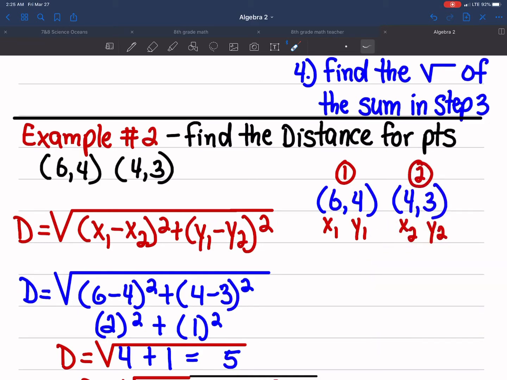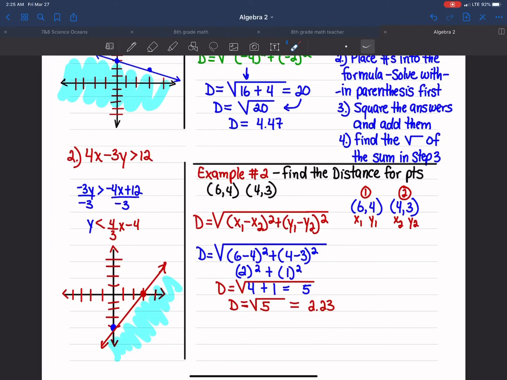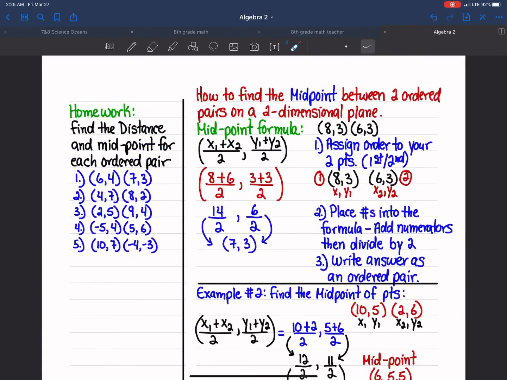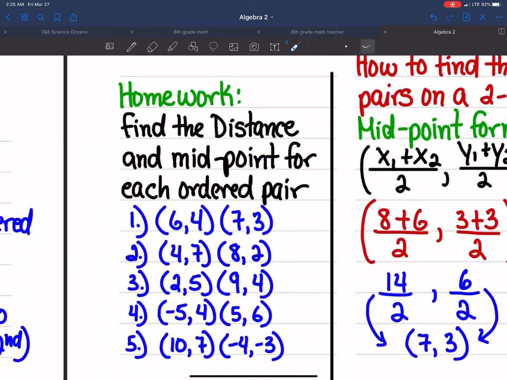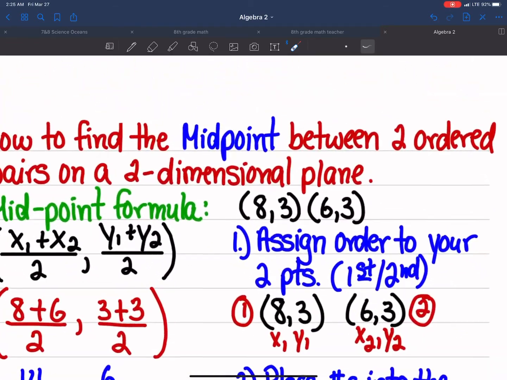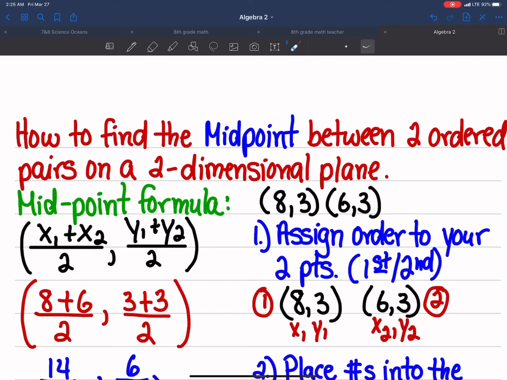Now, let's see. All right. So that is the distance formula. Let's go on. Let's look now at, hey, look, what's that? That's your homework. Don't look at that yet. We'll come back to that. How to find the midpoint between 2 ordered pairs on a 2-dimensional plane. All right, beautimous. All right, so let's look at this. The midpoint between 2 ordered pairs on a 2-dimensional plane.